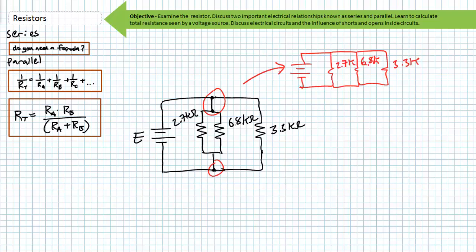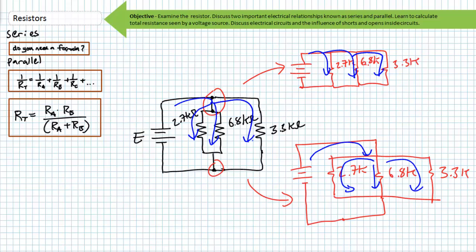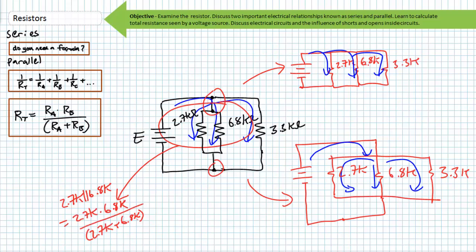And we can redraw it like this or like this, whatever floats your boat. Regardless, the source current still has to divide into three separate paths, and this is a pure parallel arrangement. I'm going to use the 2 resistor parallel resistance formula and take out the 2.7K in parallel with the 6.8K first, where that's 2.7K times 6.8K divided by 2.7K plus 6.8K, which is roughly equivalent to 1.93K.